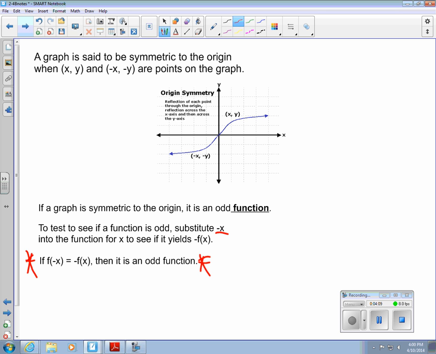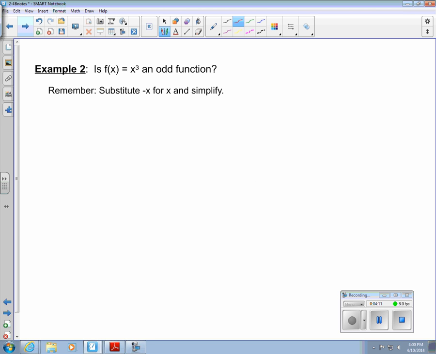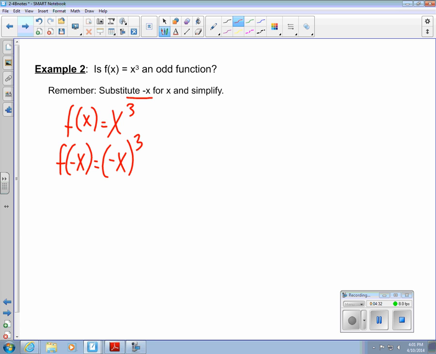All right. If we move forward, we have our first example: is f of x equals x cubed an odd function? How are we going to prove this? We're going to substitute negative x in for x and then simplify. So we have our f of x function equal to x cubed. Proving this, we insert f of negative x, so we have negative x cubed. We know that any negative number cubed is going to be negative. So this is actually negative x cubed.